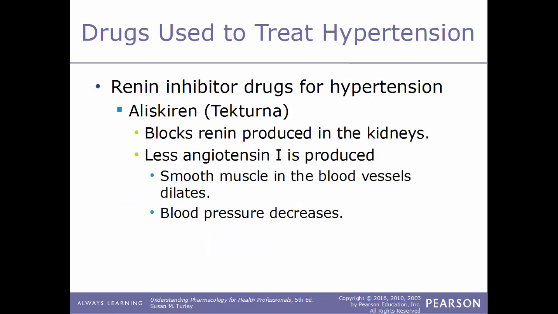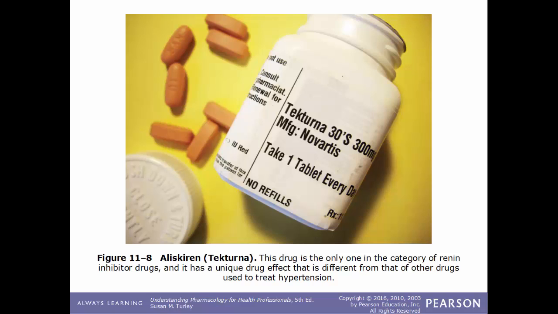Another category of drugs used to treat hypertension are renin inhibitor drugs. These act by blocking renin from being produced in the kidneys. By doing so, less angiotensin 1 is produced, which means less can be converted into angiotensin 2. So this will cause the smooth muscle in the blood vessels to dilate and lower blood pressure. An example of a renin inhibitor drug would be aliskiren, which is sold under the name Tekturna. In this image we have an example of a bottle of Tekturna. It's the only drug in this category, renin inhibitor drugs.